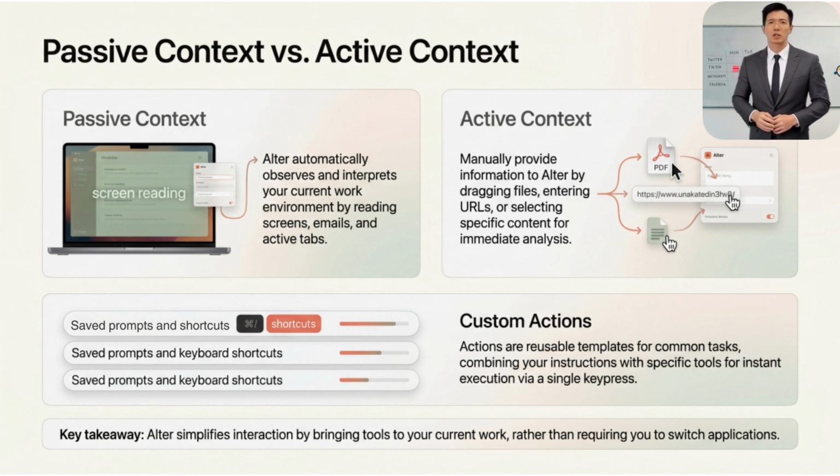Then there are custom actions, saved prompts you build once and trigger with a keyboard shortcut forever. Think of them like templates that already know your instructions, your preferred format, and which tools to use. Set it up once, run it in one key press every time after that. The short version, every other AI tool requires you to go to it. Alter shows up where you already are.